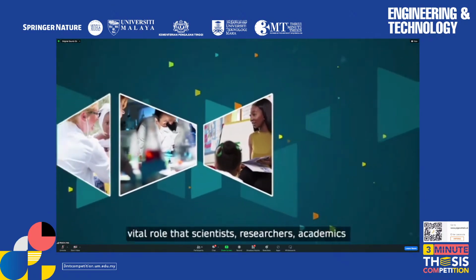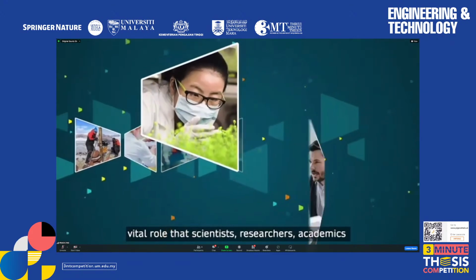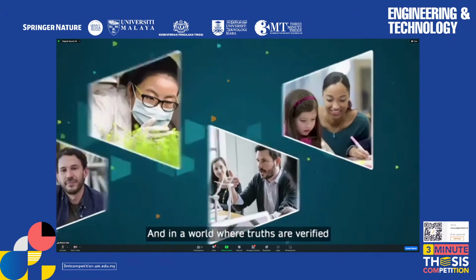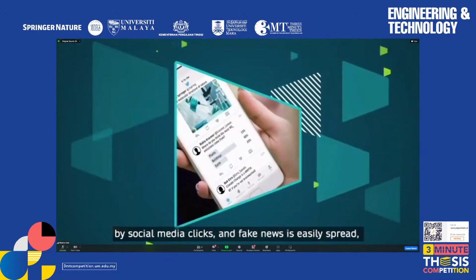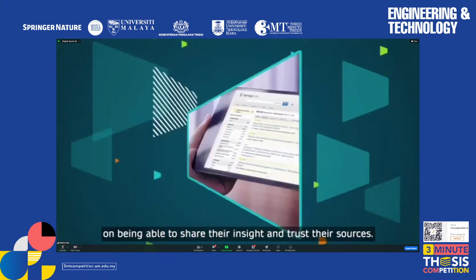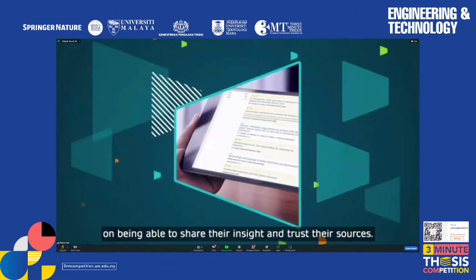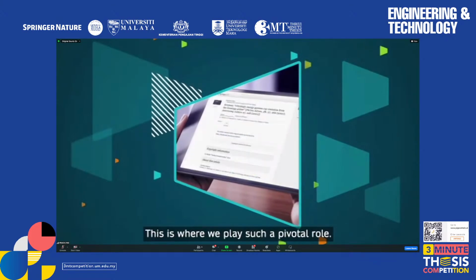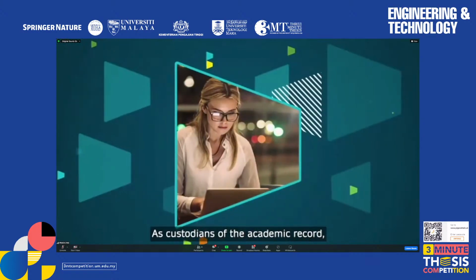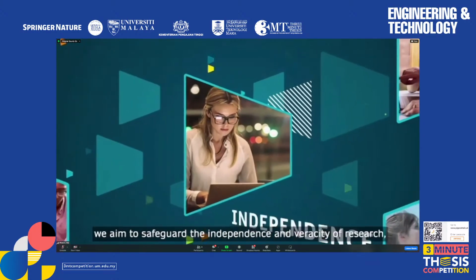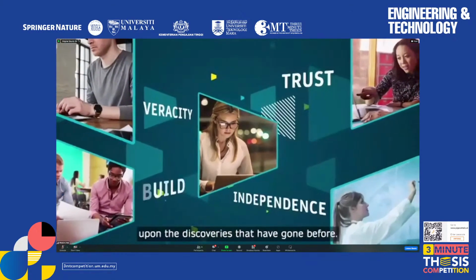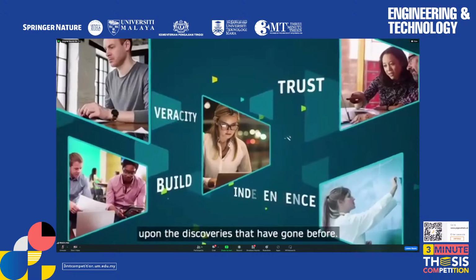Progress will only be possible because of the vital role that scientists, researchers, academics, and educators play. And in a world where truths are verified by social media clicks and fake news is easily spread, they are more reliant than ever on being able to share their insight and trust their sources. This is where we play such a pivotal role. As custodians of the academic record, we aim to safeguard the independence and veracity of research, helping researchers to trust and build upon the discoveries that have gone before.